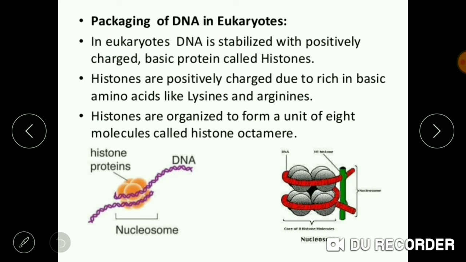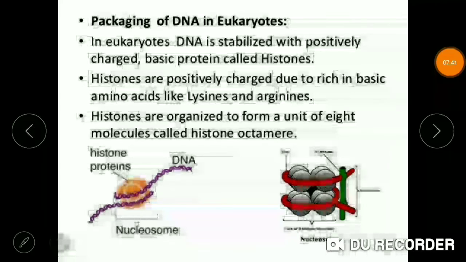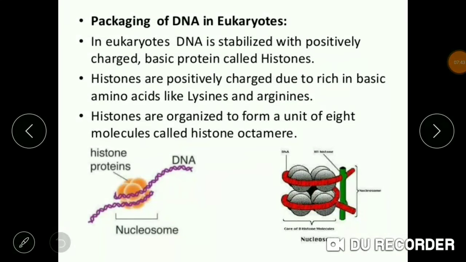Now we move on to packaging of DNA in eukaryotes. In eukaryotes, DNA is stabilized with positively charged basic proteins called histones. Histones are positively charged because they are rich in basic amino acids like lysine and arginine. Histones are organized to form a large unit of 8 molecules called the histone octamer.